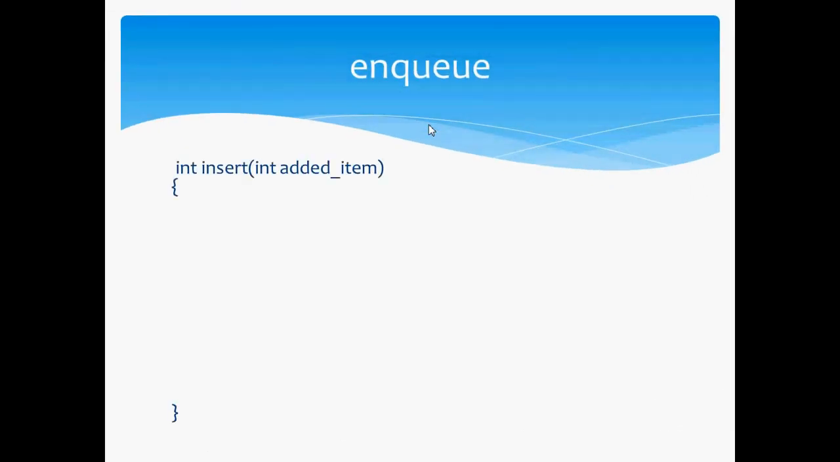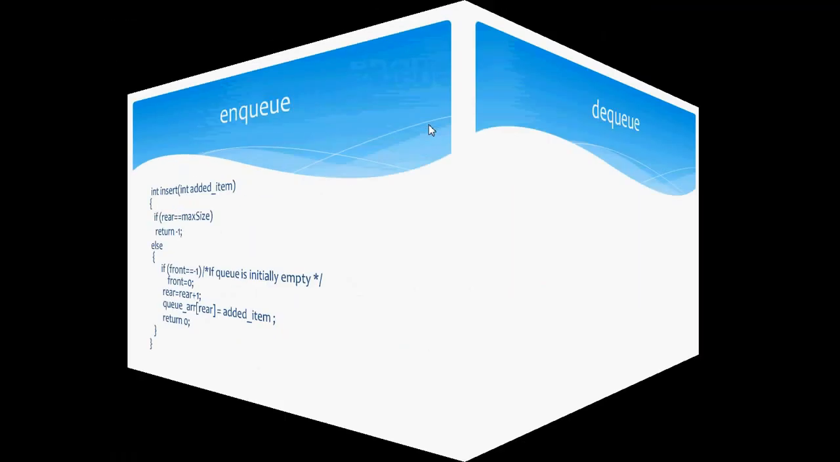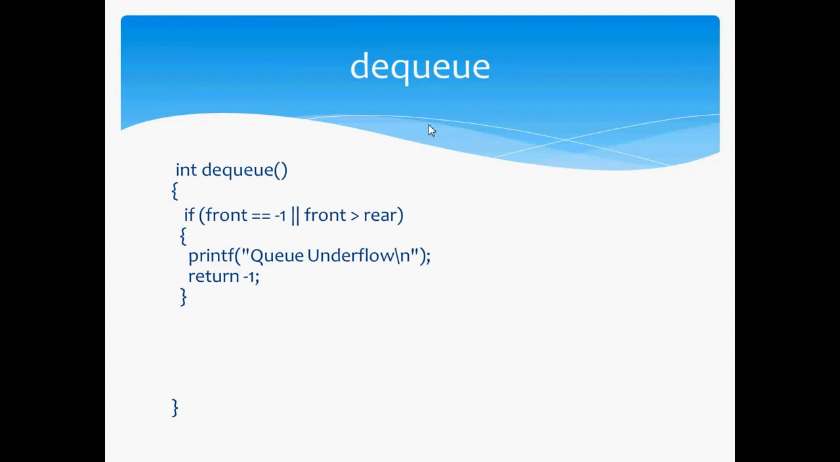Here we are looking at the code. First I check the rear against the max size. If it is the max size, we say that the queue is full. I can print and then return, or I can return directly. It's up to our wish. If not, we go to the else branch and check the front, set the front to 0, and increment the rear to 1, and the place where we incremented is where we put the value. Now for dequeue: if nothing is there, we return that the queue is underflow or queue is empty.